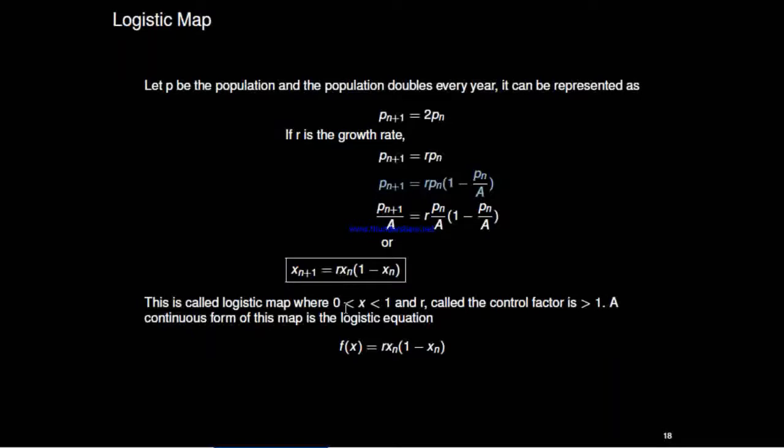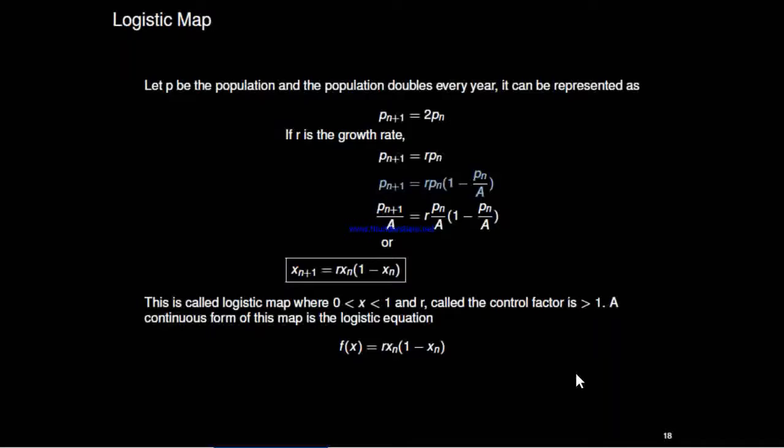So the value of x is less than 1, because when x is equal to A, you have seen the population growth will be 0, and the control factor R is greater than 1. You can see the effect of R when its value increases from 1 to other values. There will be very dangerous values when R reaches a certain value greater than 3. Generally this can be expressed as a function: xn plus 1 equals f(xn), which is equal to R into xn into 1 minus xn. That is, the function depends upon its own value. This is called the logistic equation, the logistic map equation.